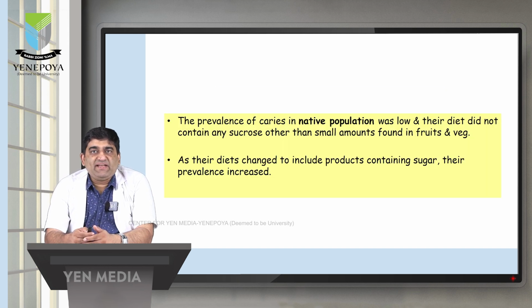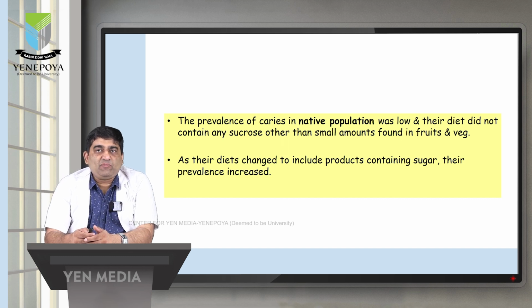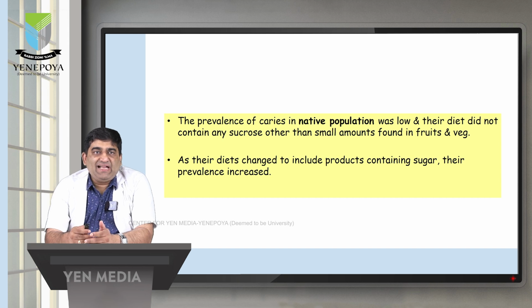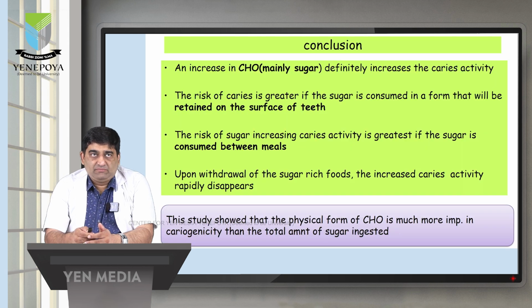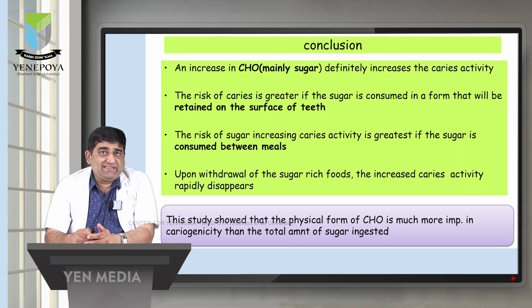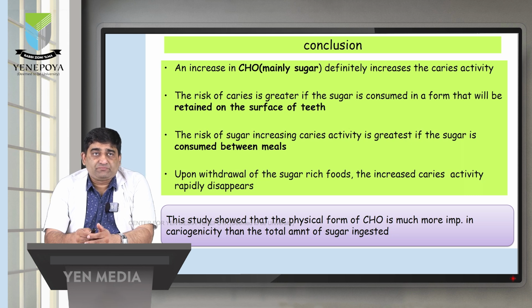The prevalence of caries in the native population was low because their diet did not contain any sucrose or other amounts of sugar, and where they were minimally found in fruits and vegetables. As their diet changed to include products containing sugar, their caries prevalence increased. To conclude, an increase in carbohydrate, mainly sugar, definitely increases the caries activity.